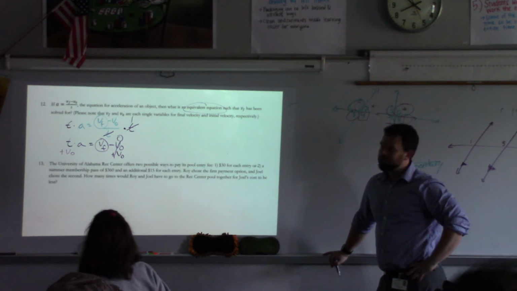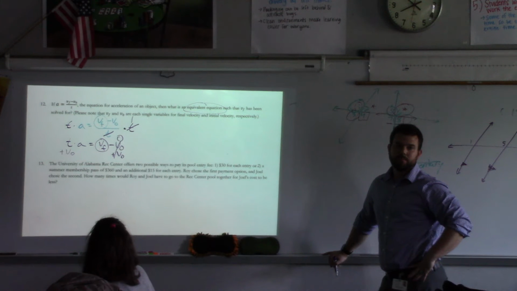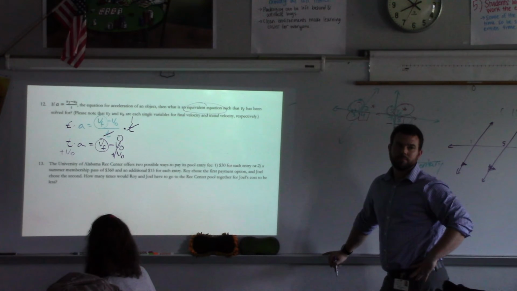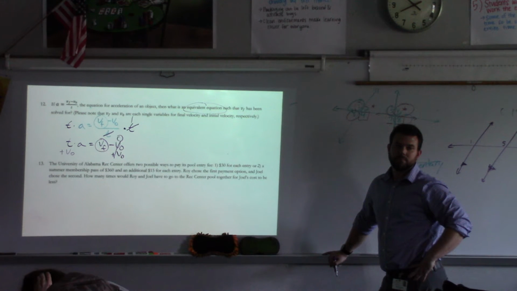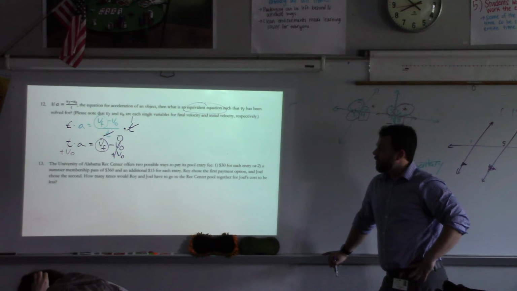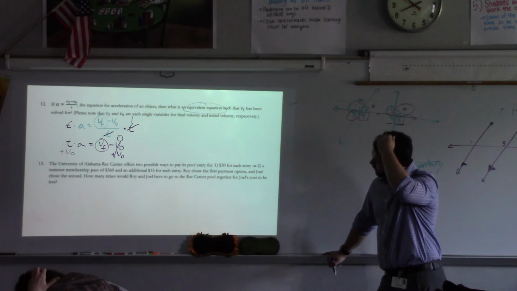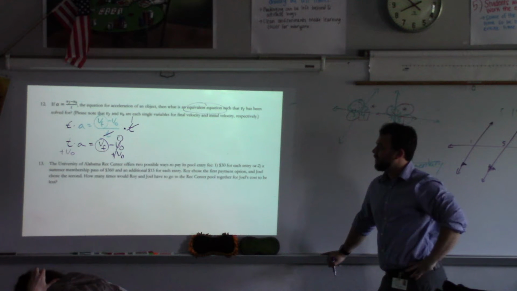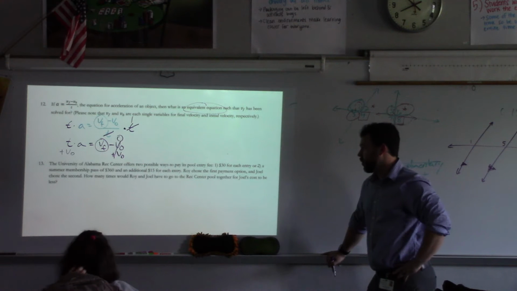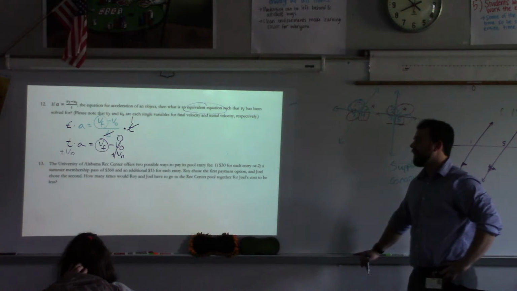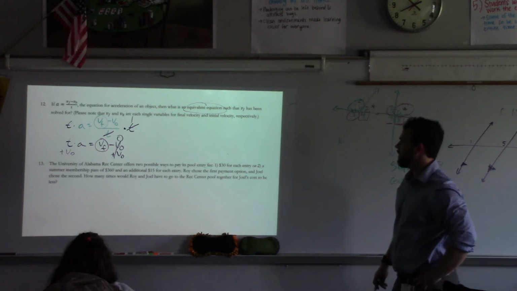Number 13. The University of Alabama Rec Center offers two possible ways to pay its entry fee. $30 for each entry, or a summer membership pass of $360 and an additional $15 for each entry. Roy chose the first payment option, Joel chose the second. How many times would Roy and Joel have to go to the rec center pool together for Joel's cost to be less?